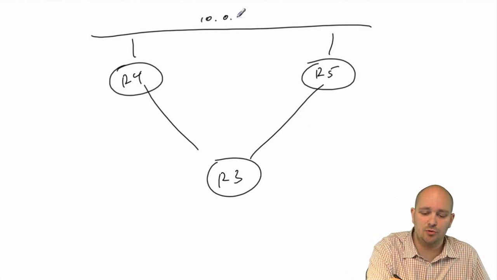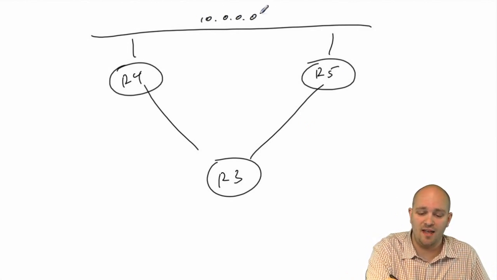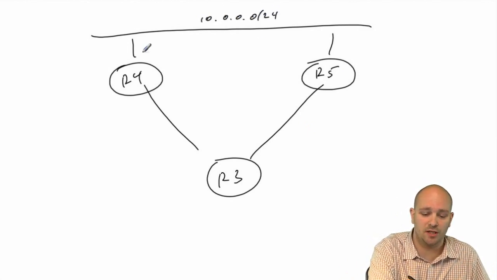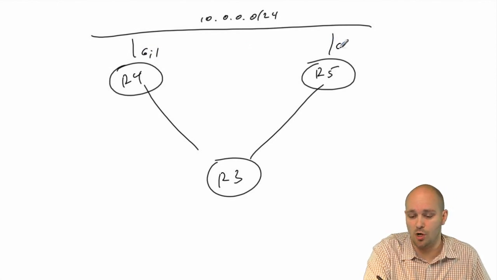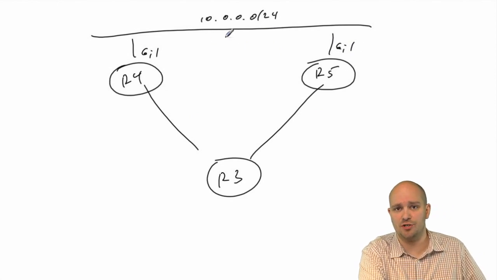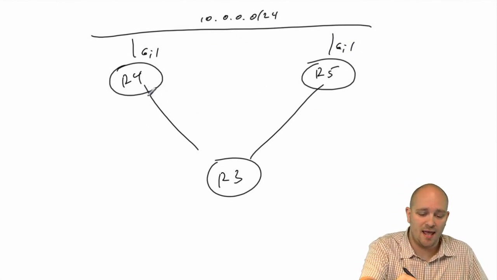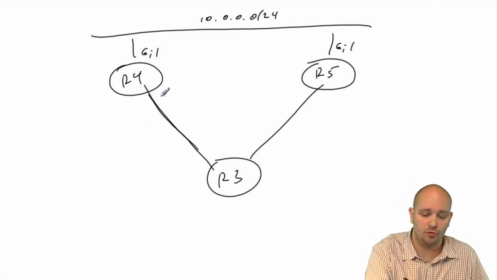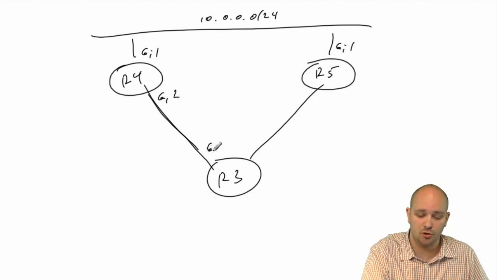And let's say that these 2 routers, 4 and 5, have a common shared network here on their gigabit interfaces 1. And this network is going to be 10.0.0.0/24. And between 3 and 4, I'm going to have, this is going to be interface gigabit 2.